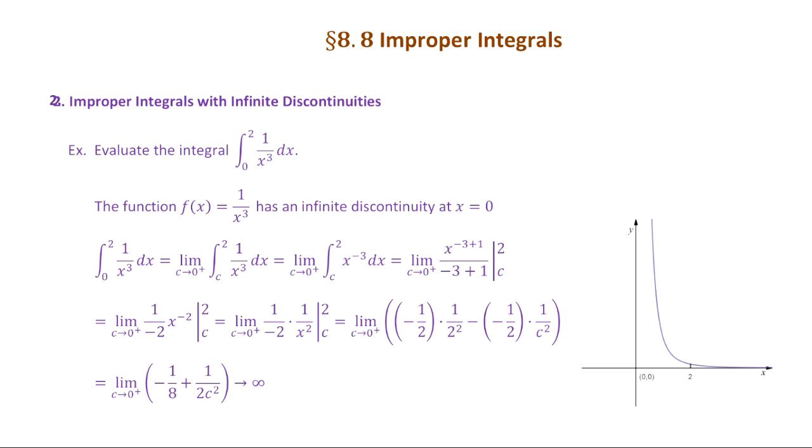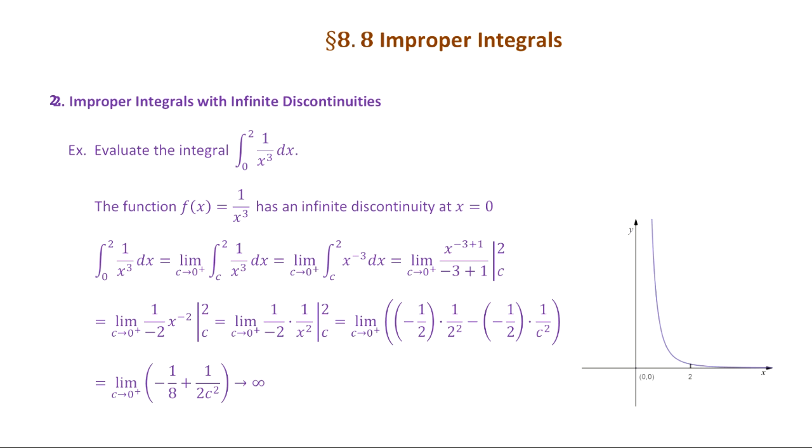So again, the function 1 over x cubed has an infinite discontinuity at x equal to 0. That's a vertical asymptote. In other words, if you plug in 0 for x, you get the function undefined. There's a vertical asymptote of the function at x equal to 0, as shown in the graph, okay?